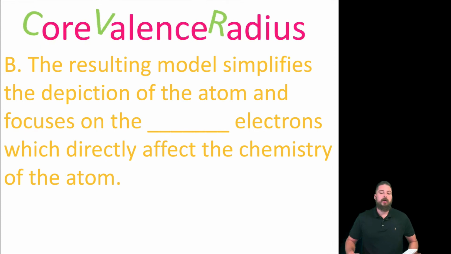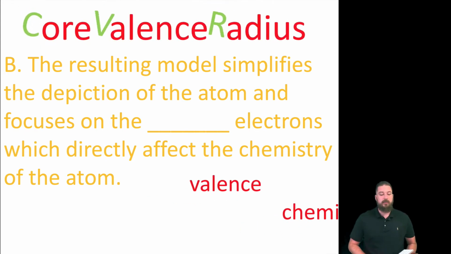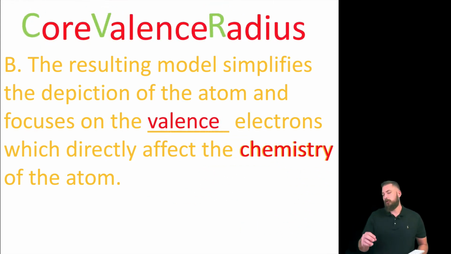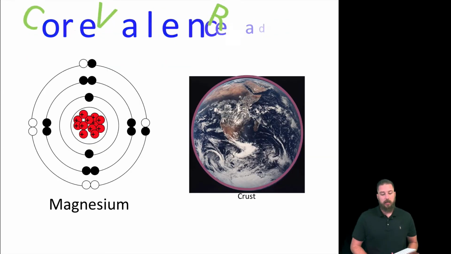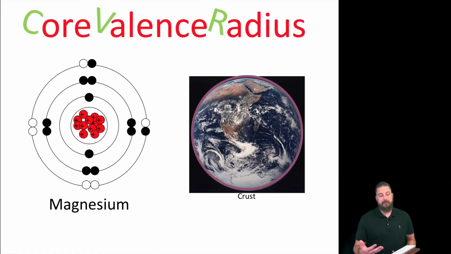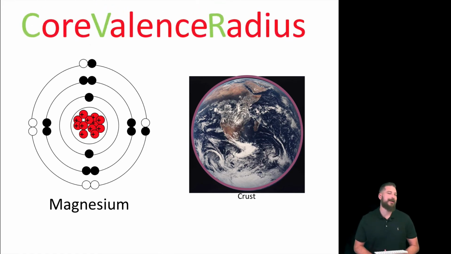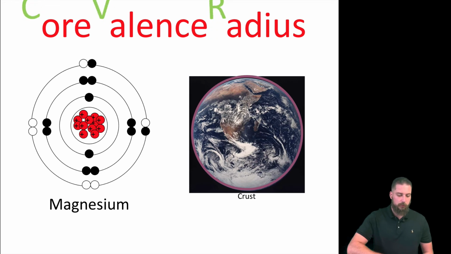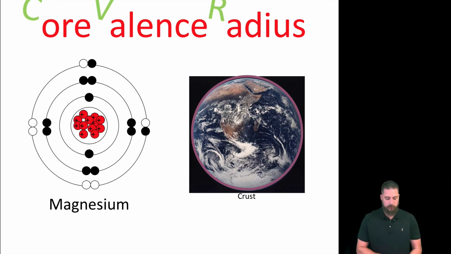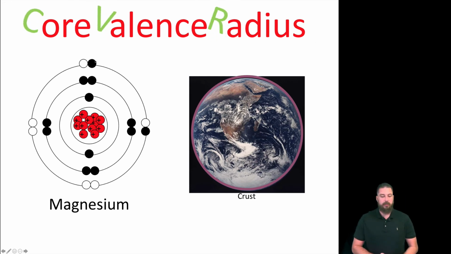And so the resulting model simplifies the depiction of the atom and focuses on the valence electrons. And again, it's the valence electrons that mostly determine how atoms will chemically behave. And so let's go ahead and take a look at this sort of model here to help us understand this concept. We're going to look at the valence electrons of magnesium here. And if you take a look, here is this valence electron. We'll talk about this valence electron.